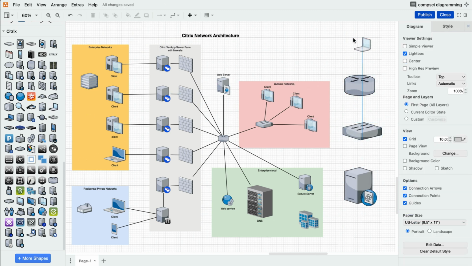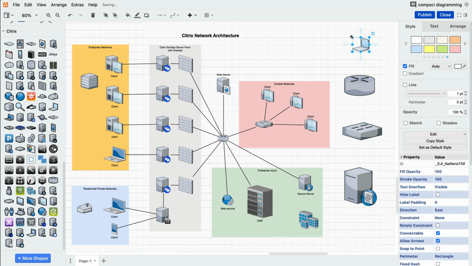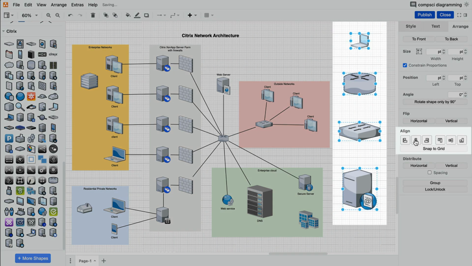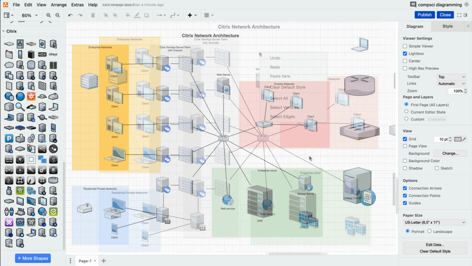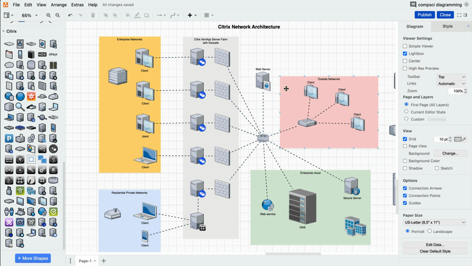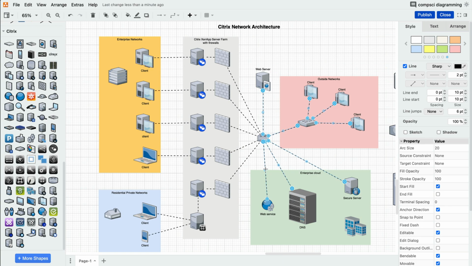Remember, you can use the blue guidelines for rapid and exact positioning of elements on your canvas. You can also align your elements perfectly with one another with the Align buttons located under the Arrange tab. We also offer various types of connectors and advanced options for customizing their appearance, routing, and behavior. This ensures that your network diagram's connections are accurately represented and easy to understand.